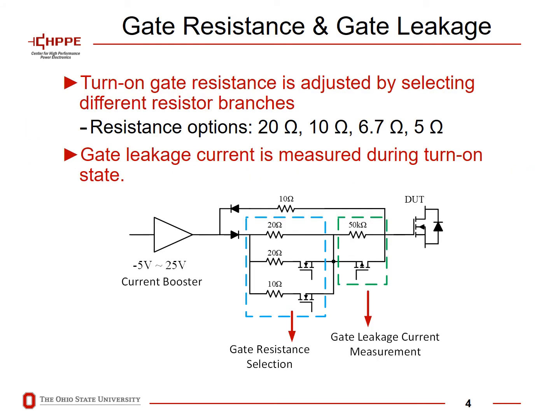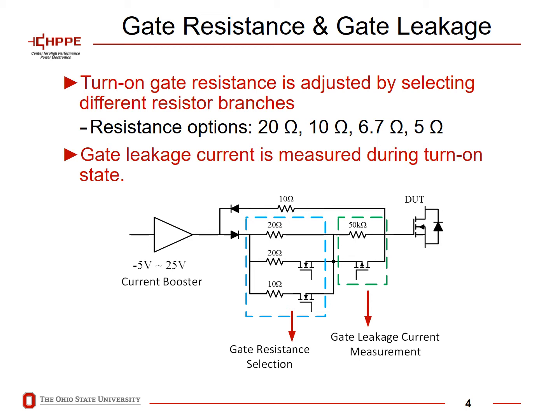In the gate drive design, we added a function to have a few different turn-on resistance values. So for example, this design here has 4 different turn-on resistance values. We also added a function to measure the gate leakage current.